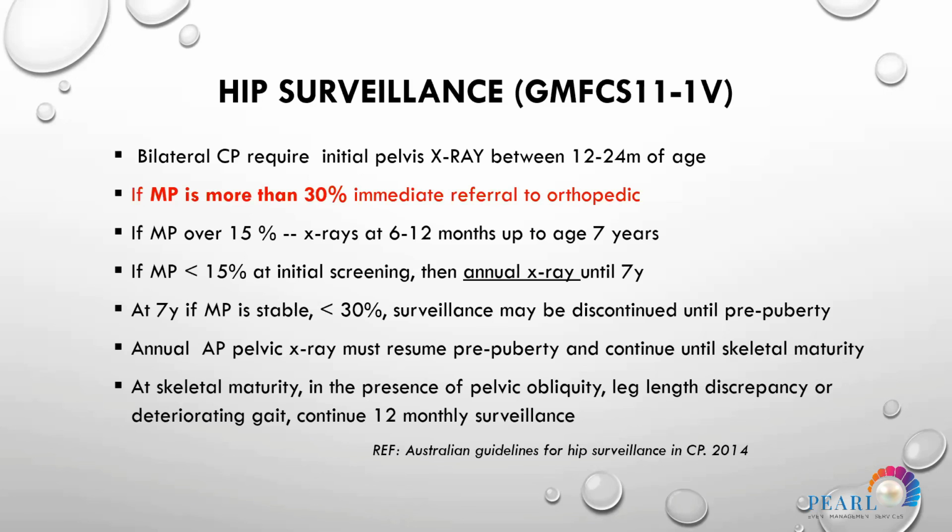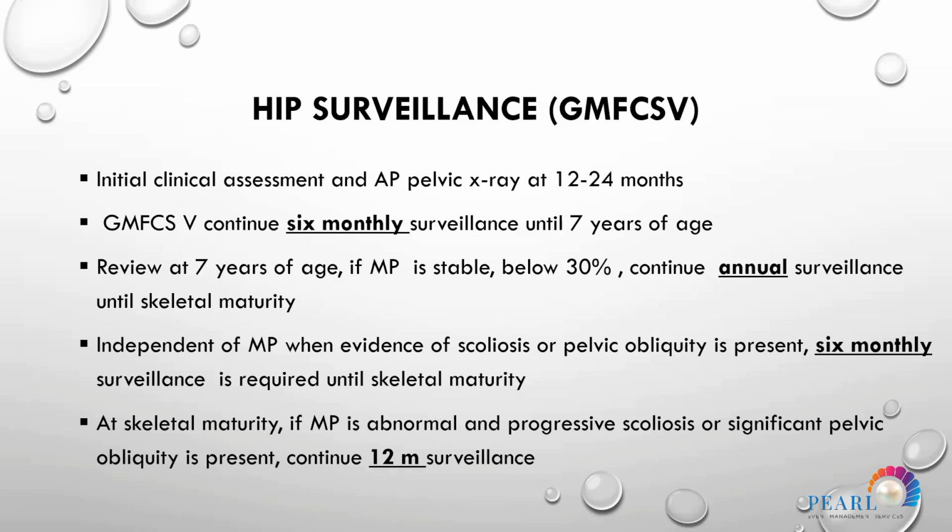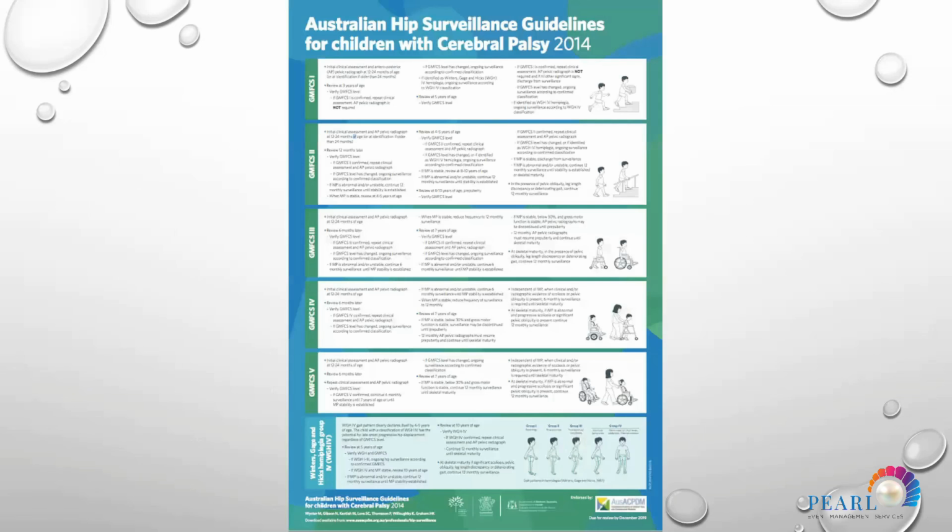And if at the skeletal maturity the child is showing signs of pelvic obliquity or leg length discrepancy, then the ongoing hip surveillance should be continued. And the same is true for level 5, but here it is more frequent. You don't stop it at 7 years of age, you continue it and just space it to yearly surveillance and continue it even beyond the skeletal maturity, because the chances of having hip dislocation are more in more disabled patients who are bedridden. So these are the Australian hip surveillance guidelines, and I actually use them for my reference. I found them very useful.